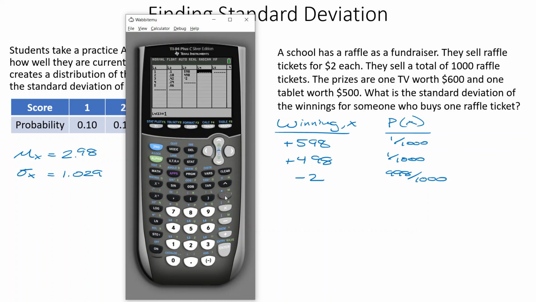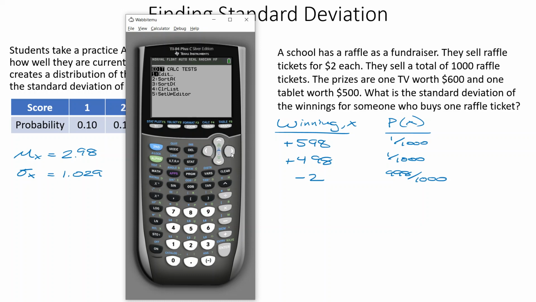Now we've got 1 out of 1,000, 1 divided by 1,000. You can type it in as a decimal, or you can type it in as a fraction. It's going to change it to a decimal. The other one again is 1 out of 1,000, 0.001. And the last one is 998 out of 1,000, which gives us 0.998. There we go. So now we're going to leave here.